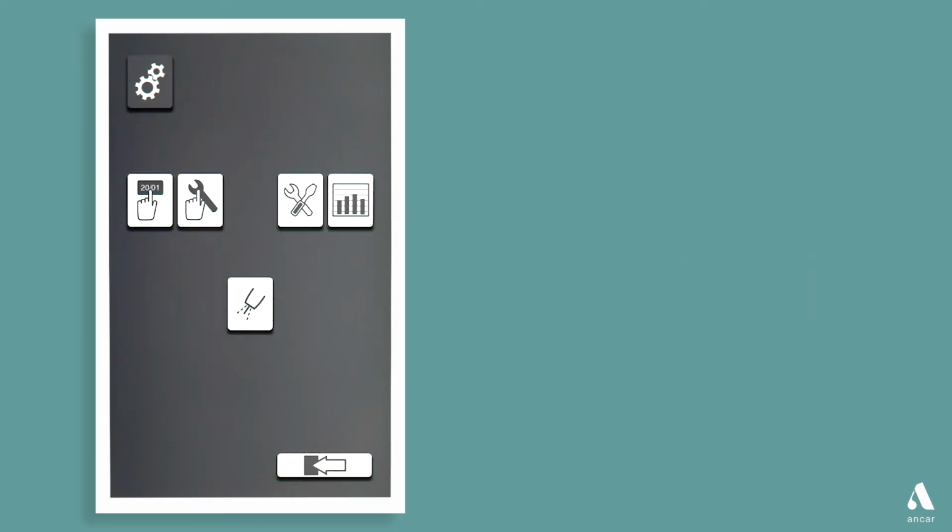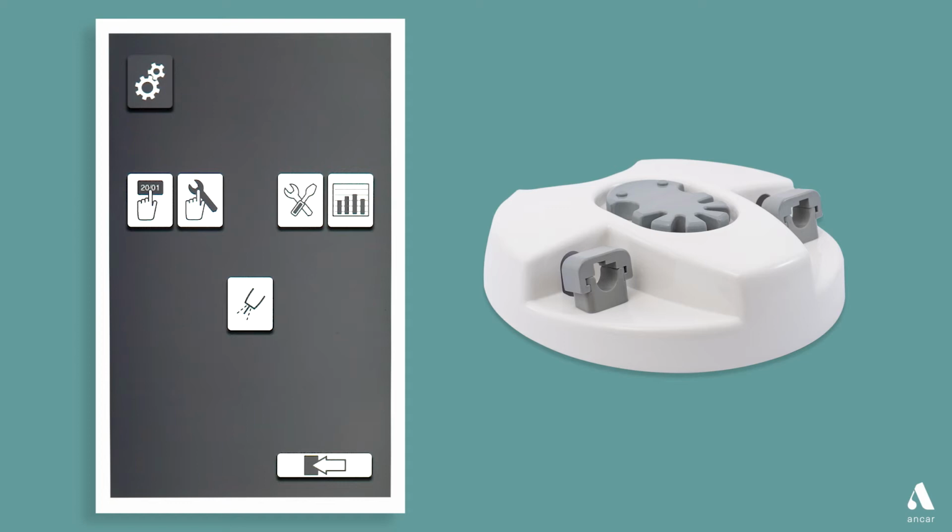Returning to the configuration screen, you will see that there is also the option to activate the flush system. To do this, we must access the configuration menu, put the desired instruments in the flush system support in the spittoon, and finally press the button.